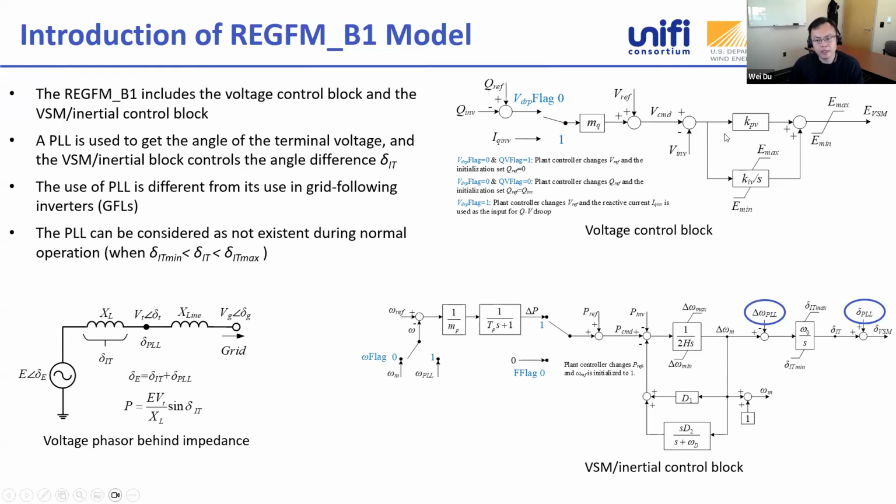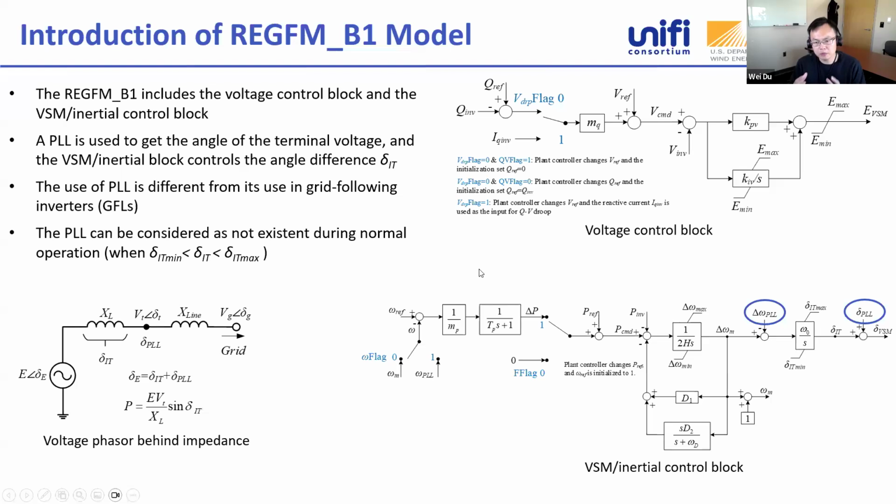One thing I'd like to highlight is that, unlike a simple synchronous machine swing equation, this model has a phase lock loop involved in the control blocks. Some people might be confused about why a phase lock loop is used by grid forming inverters, because people think maybe only grid following inverters use PLL. But I'd like to emphasize that the use of this PLL is fundamentally different from how a grid following inverter uses a PLL.